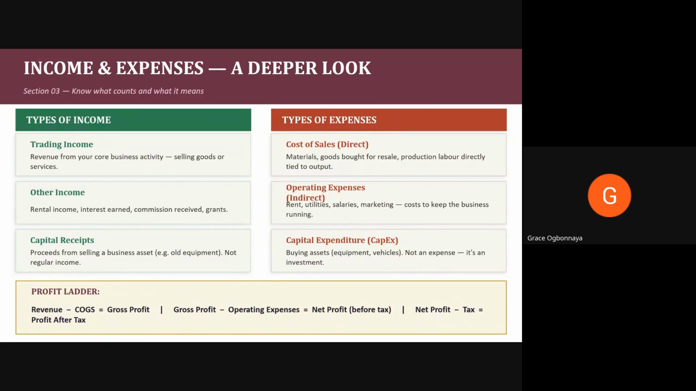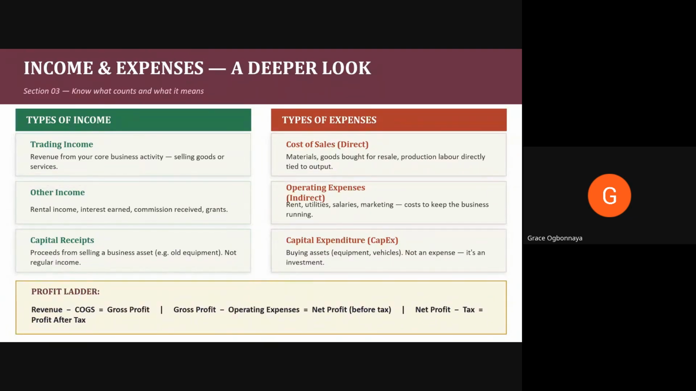It's called disposal in accounting. That money is called capital receipt. It's not a regular income. Maybe there's something that is old in your store and you sold it. That money is called capital receipt. So three types of income: trading income, other income, and capital receipts.